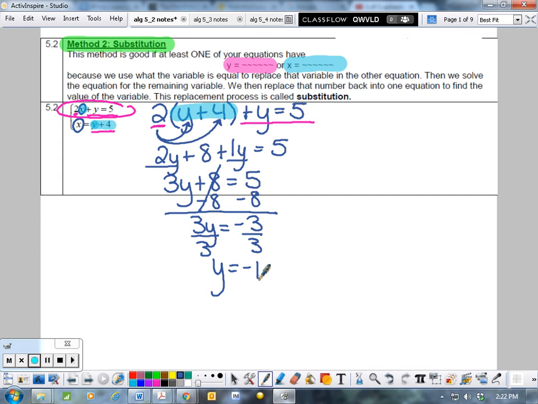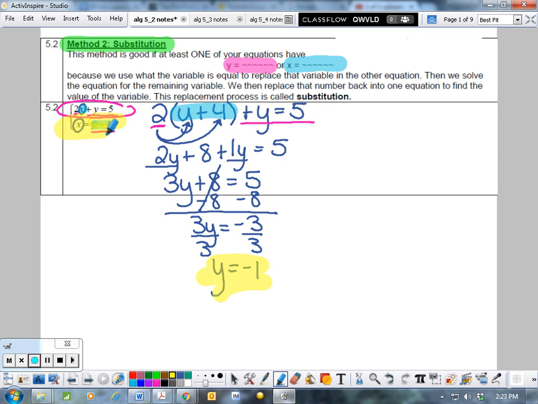Now this is called substitution for a reason. And now we're going to substitute again. So I know that y is equal to negative 1. So I can come up here to any of my equations and I can plug in negative 1 for y, and that'll allow me to solve for x.